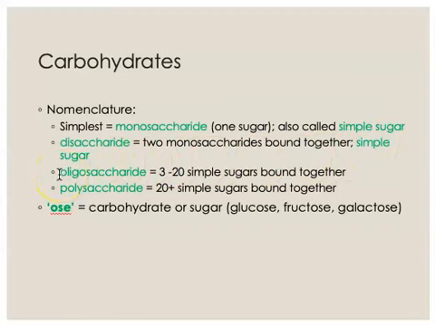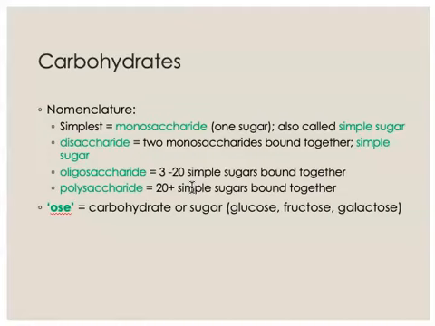Next, we get to oligosaccharides. Oligo translates as few. So these are molecules that have few saccharides in them, or few sugars. And that means between 3 and 20 individual sugar molecules bound together. And finally, we have the polysaccharides. Poly means many. These are the largest types of carbohydrates. They contain 20 or more of the monosaccharides bound together.